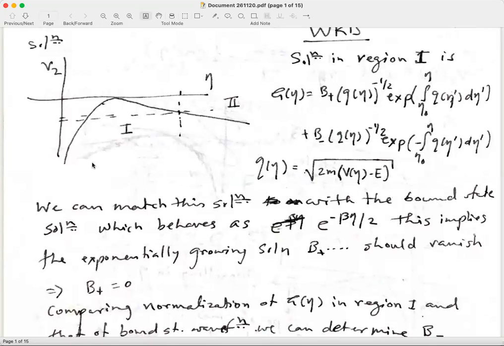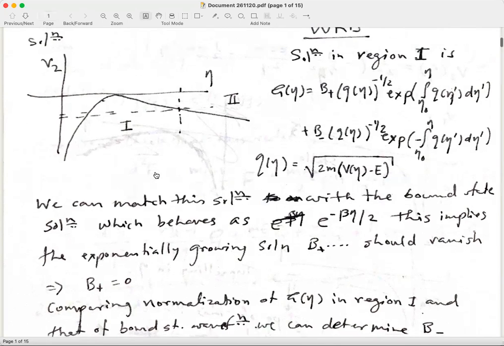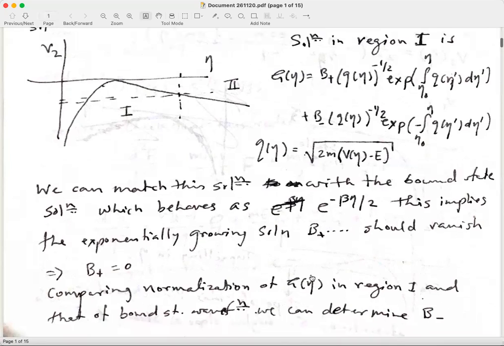Now we have to, of course, normalize g of eta, and normalizing means just determining what b minus is. That can be done by comparing the normalized wave function in the bound state sector with the wave function g of eta when you match across the classical boundary. So a normalized wave function of the bound state problem would help us determine what b minus is. We will not do it explicitly, but we know what those normalizations are.